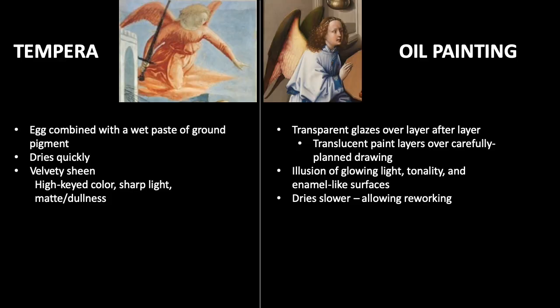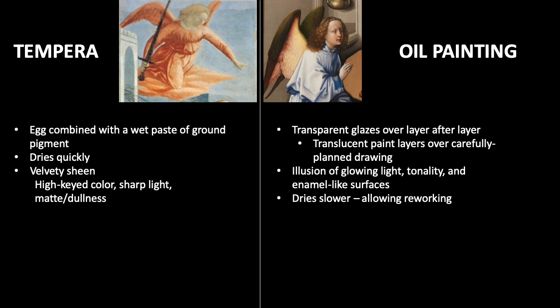So a few differences between tempera and oil painting. Tempera paintings, which are those that you'd seen in the previous slides, that's a paint that consists of egg combined with a wet paste of ground pigment. So it dries very quickly, it's very difficult to blend, but it does have this velvety sheen. So there's a high-keyed color, sharp light, and matte dullness.